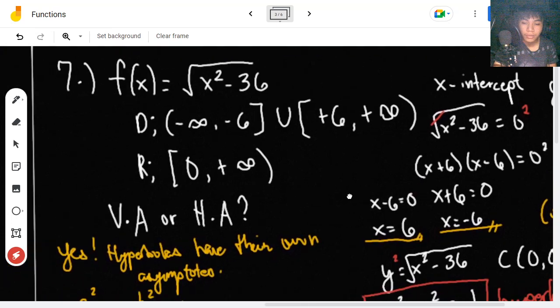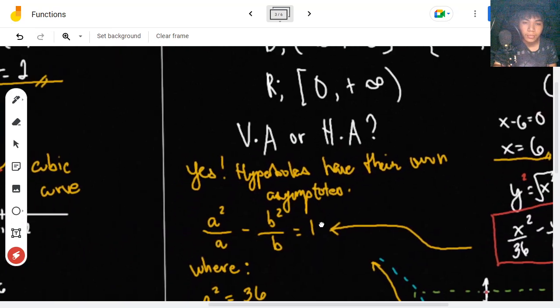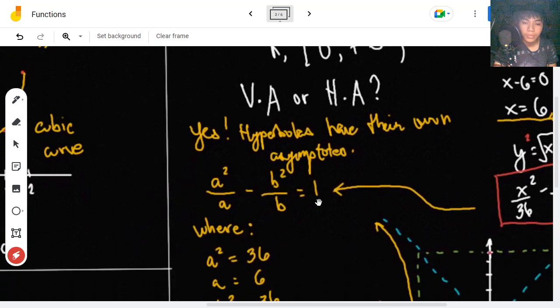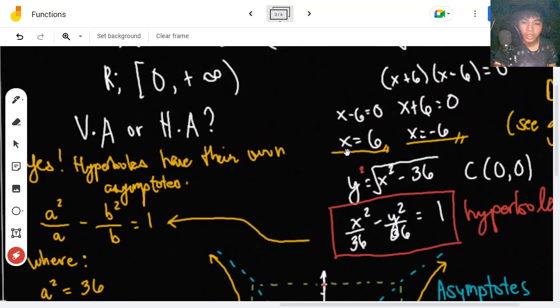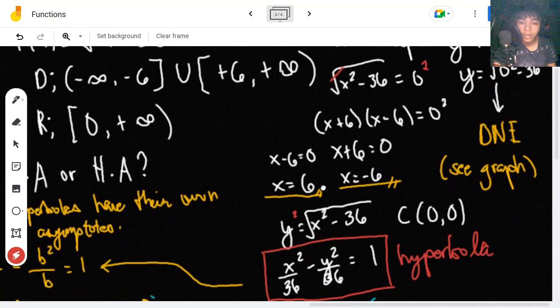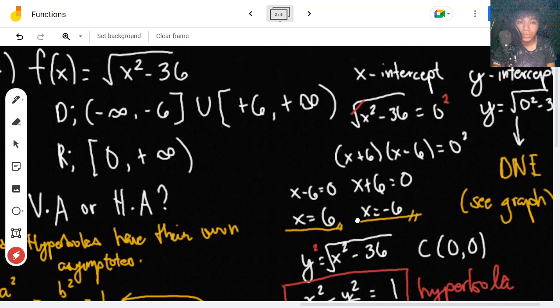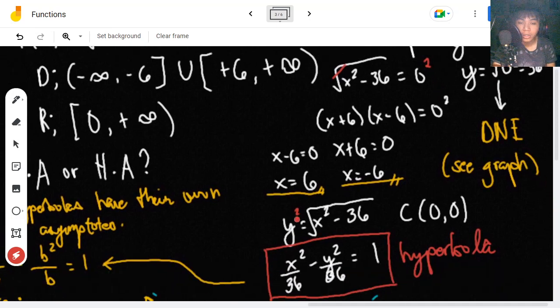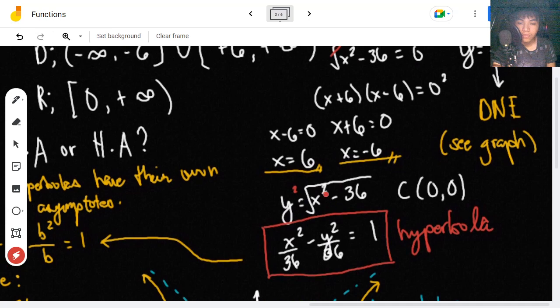So alright, okay, now you will see here when we try to simplify this equation, if we cancel the square root, then transpose the square here, and then divide both sides of the equation by 36, we will have this. Now what does this look like?